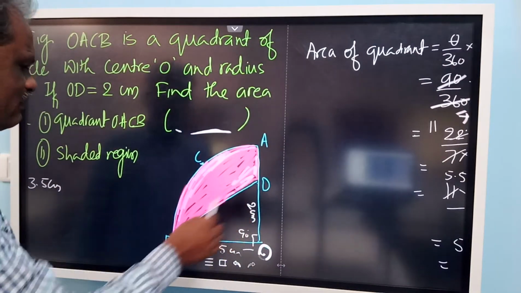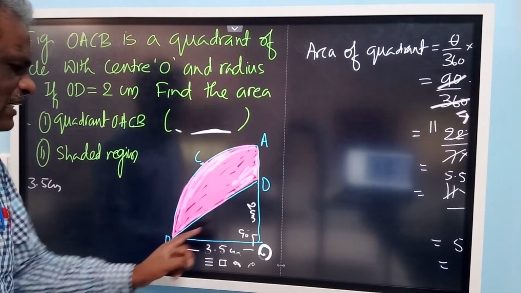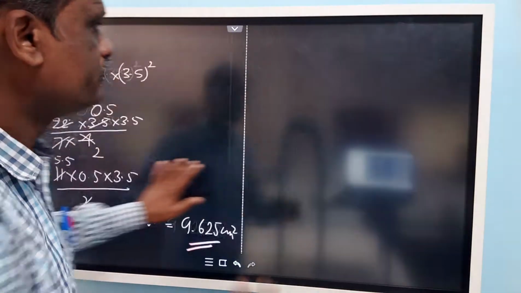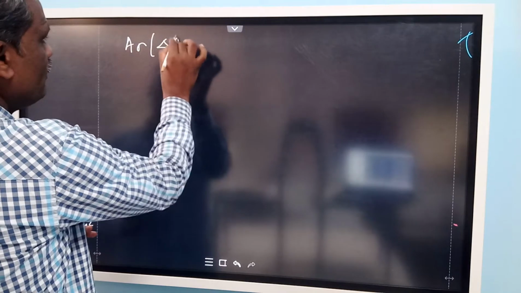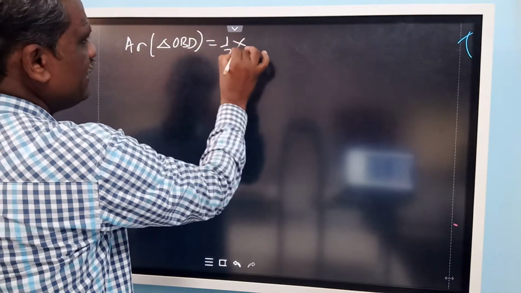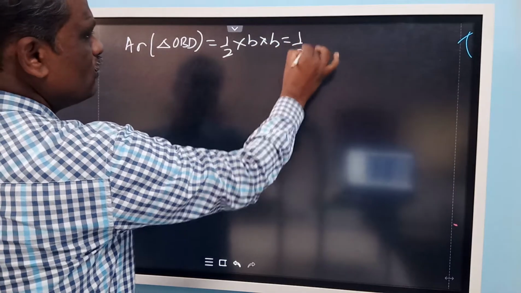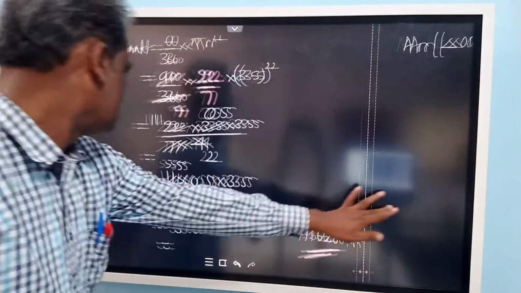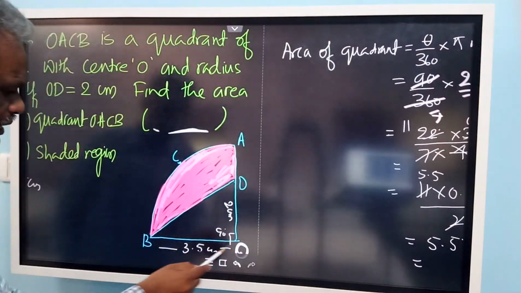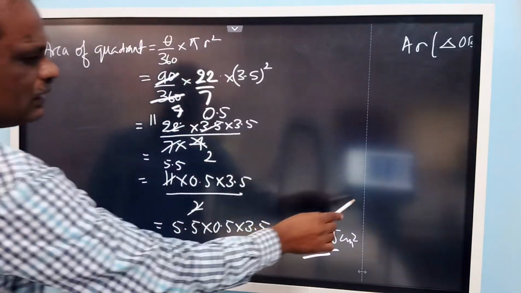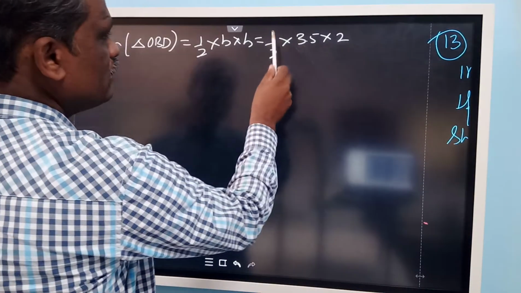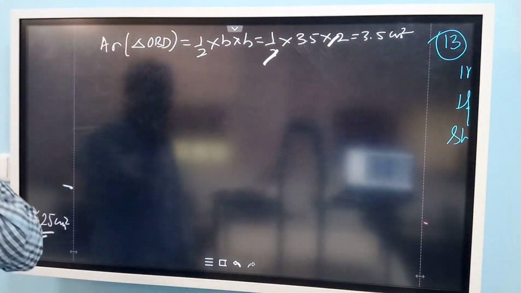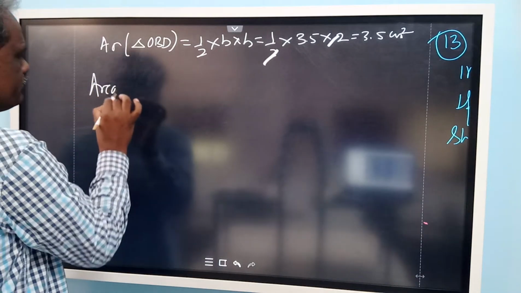Now you can find out the area of this triangle. Area of triangle OBD is equal to half into base into height. Half into base here 3.5, height here 2 centimeter. You can see the diagram. So 2 and 2 cancel, and you will get 3.5 centimeter square as the area of the triangle.